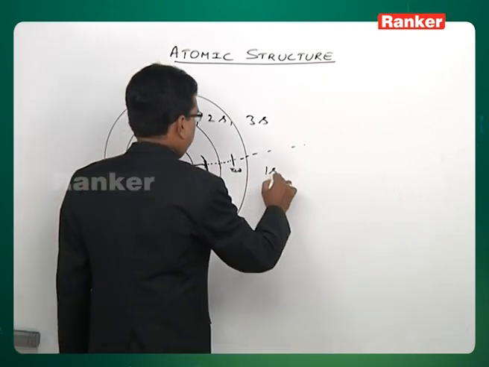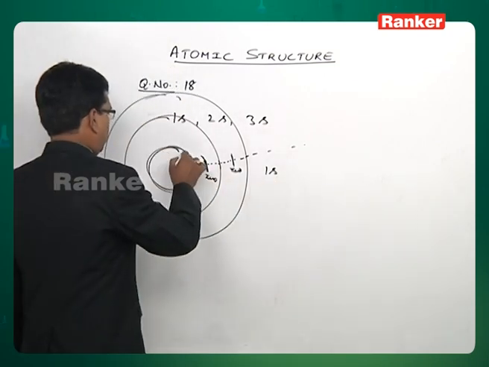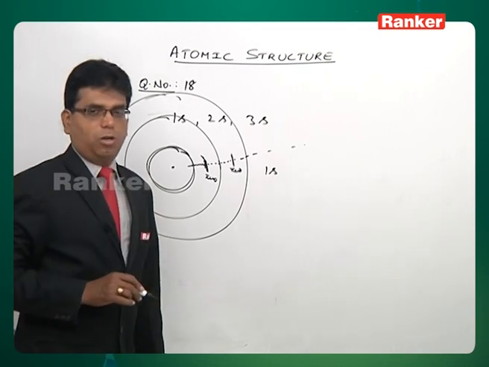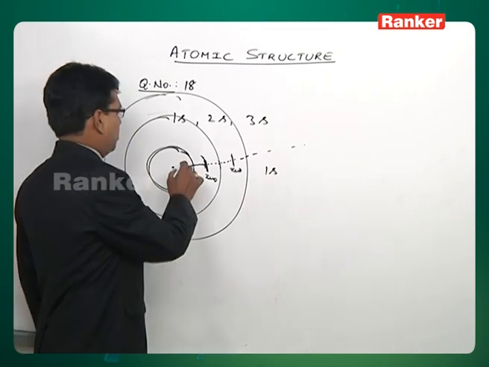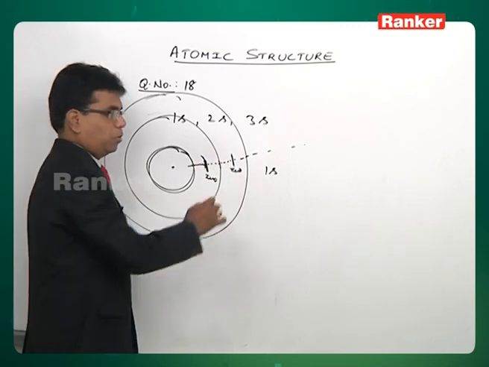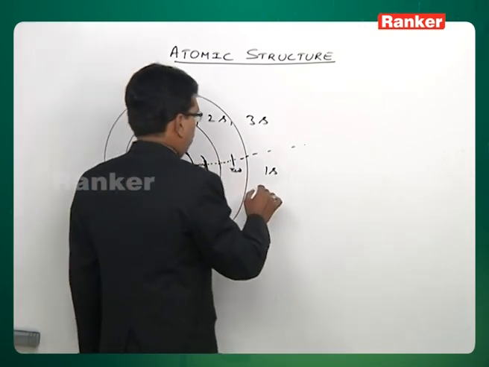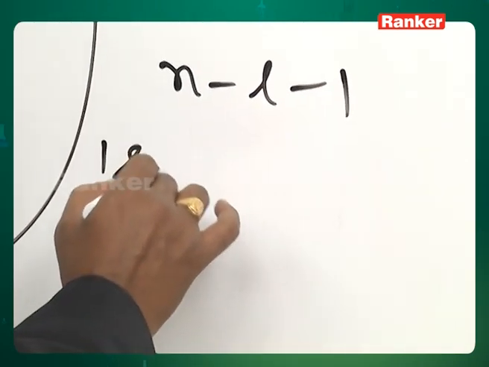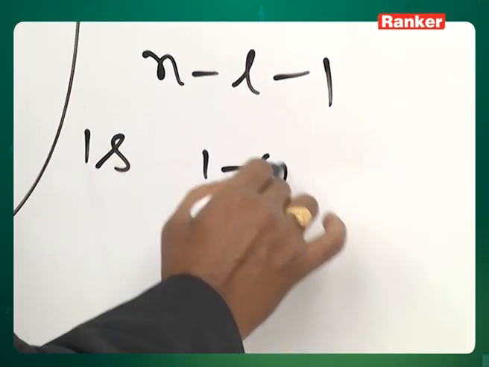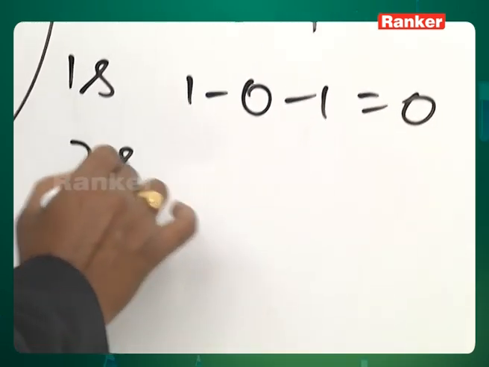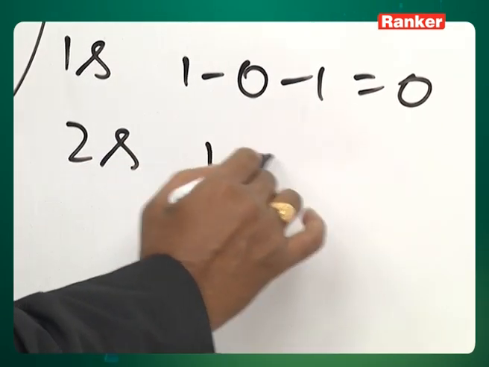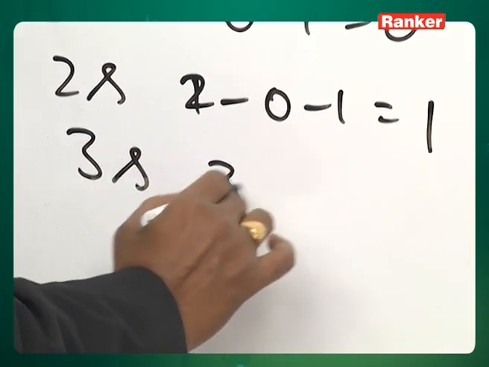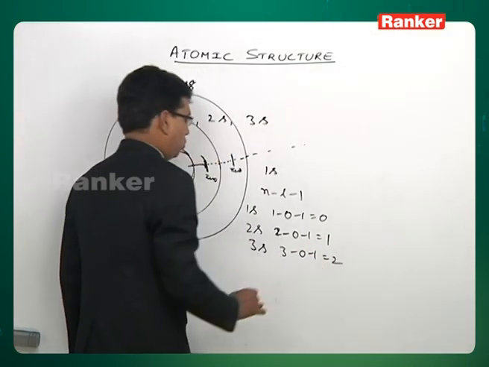If it is 1s, here you will not have any such spherical node. This radial node is also called a spherical node. 1s doesn't have any spherical node, but when it comes to 2s, you have one spherical node. The number of spherical nodes is given by n minus L minus 1. For 1s, it is 1 minus 0 minus 1, that is 0. For 2s, it is 2 minus 0 minus 1, that is 1.